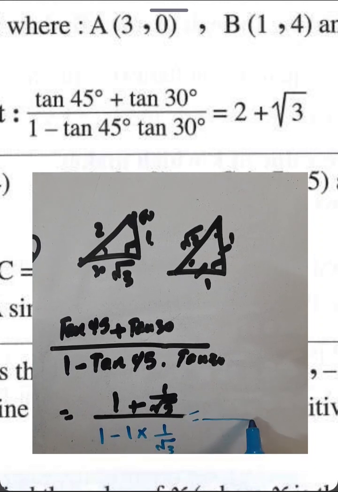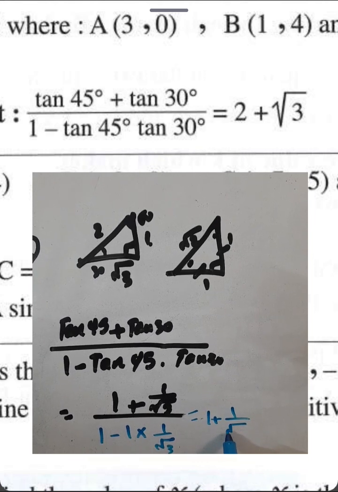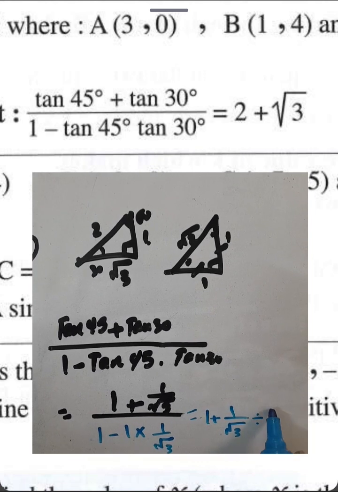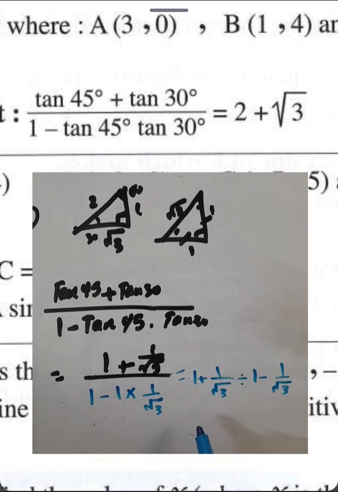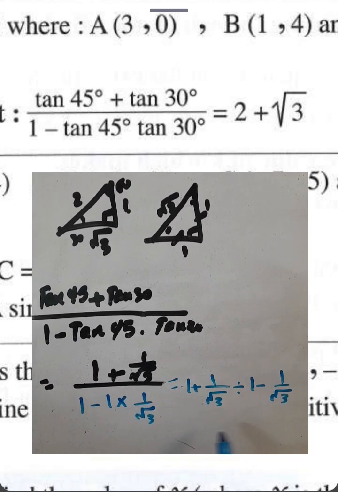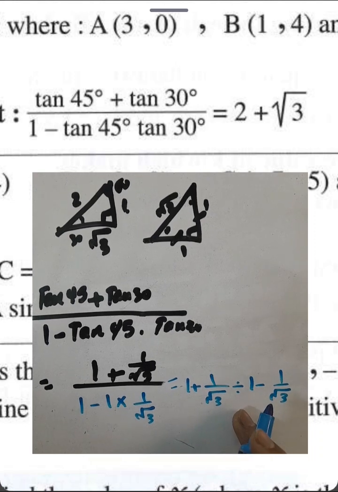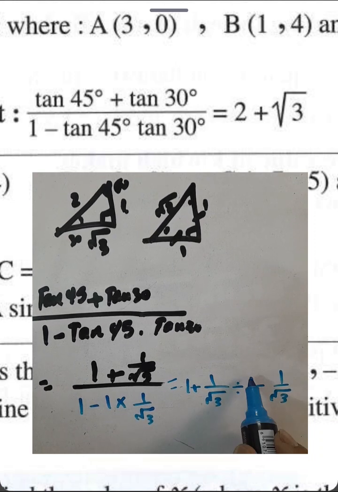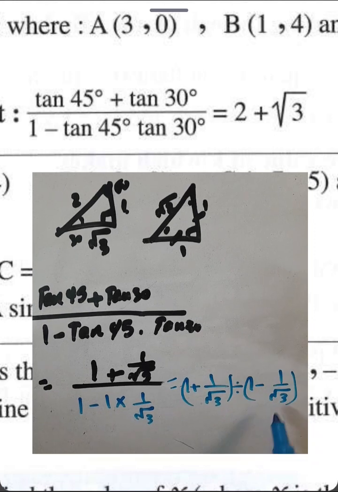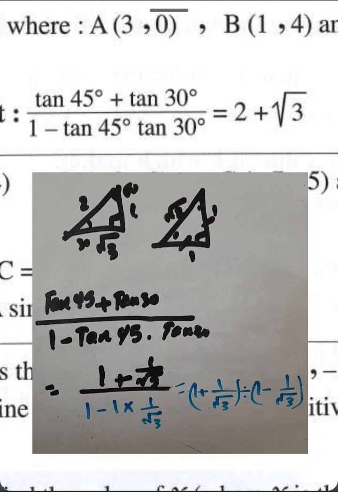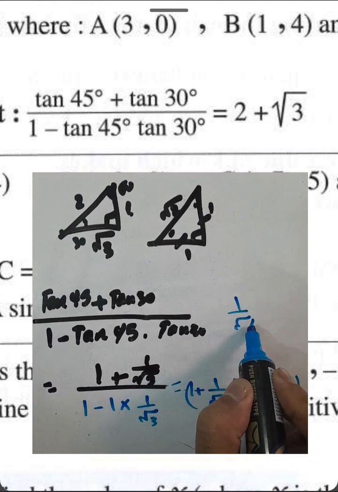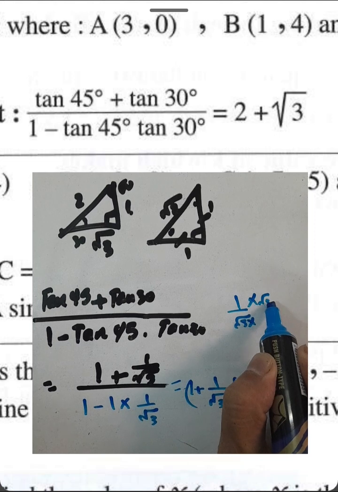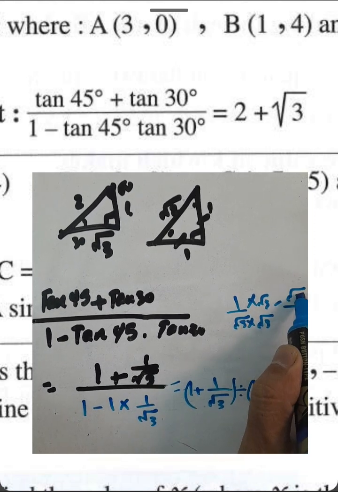Then the result will be 1 plus 1 over root 3, divided by 1 subtract 1 over root 3. And then you can find the result here by converting from division to multiplication. Okay, 1 plus 1 over root 3 over 1 subtract 1 over root 3. We can convert 1 over root 3 by multiplying root 3 in the numerator and denominator. The result will be root 3 over 3.